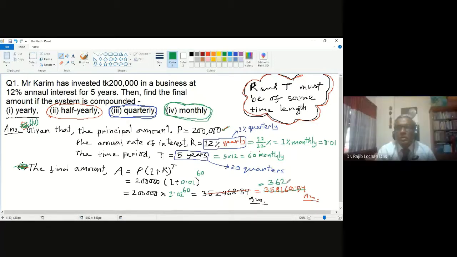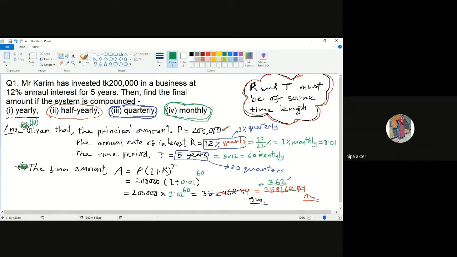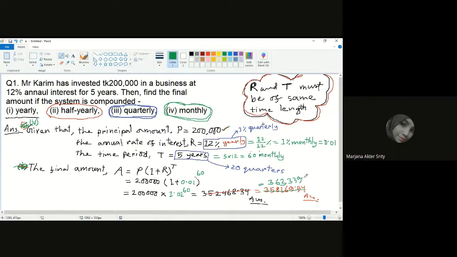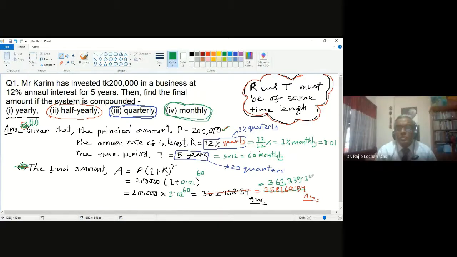363, okay, 63,000. See, 363, then 339.34. 339.34. Okay, so 3,63,339. This is the final amount after 5 years, if the system is compounded monthly. So that is the situation.